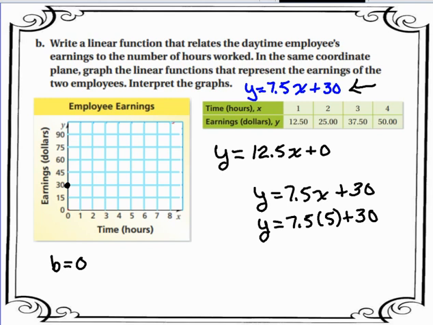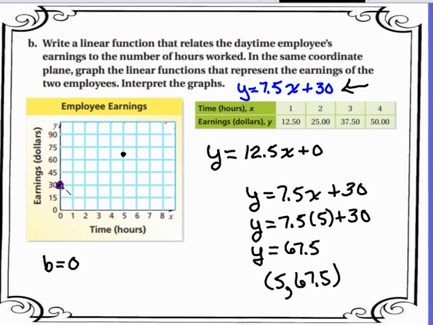So using our calculator, we can find out 7.5 times 5 plus 30 equals 67.5. So we have a coordinate of 5 and 67.5. We can put that on here. So we're going to go over to 5, and then we're going to go up to 67.5, which is going to be somewhere like this. And we're going to draw a line between the two.